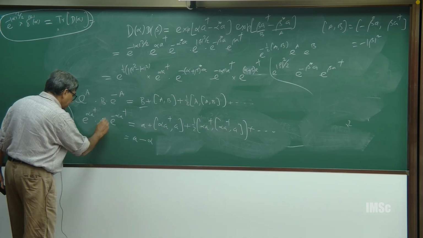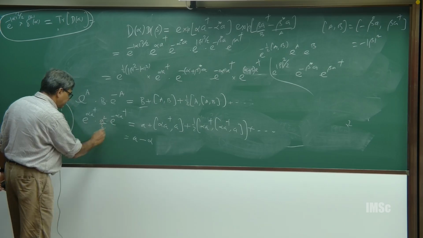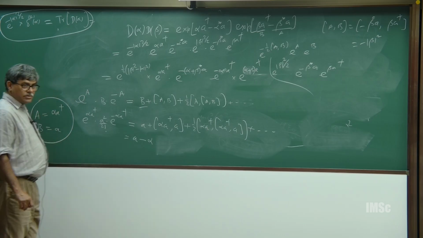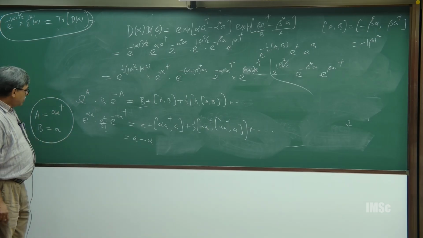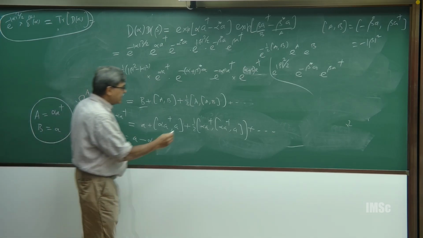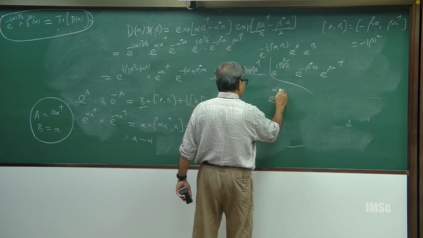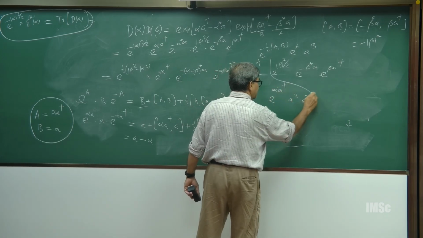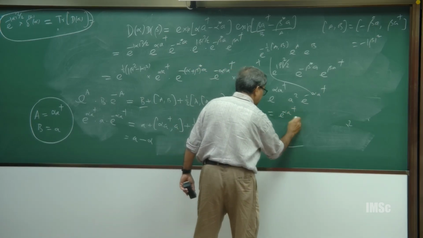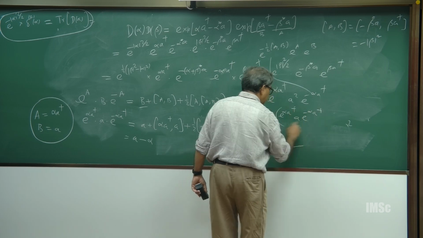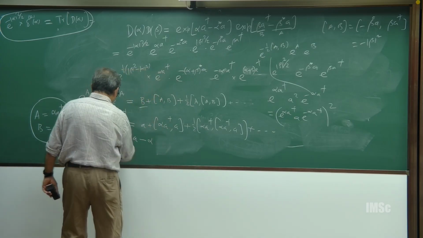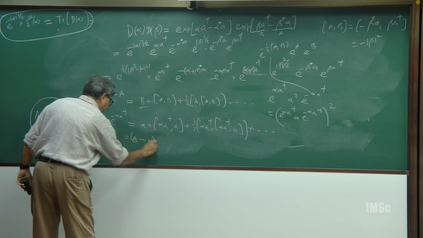What about A square by factorial 2 here? So, this will be, okay. So, what about A square? So, A is this, fine. So, what about e to the power alpha a dagger a square e to the power minus alpha a dagger? What about this? So, this is e to the power alpha a dagger a e to the power minus alpha a dagger times the square of this. So, this will be, so a square by 2 will be square by factorial 2.